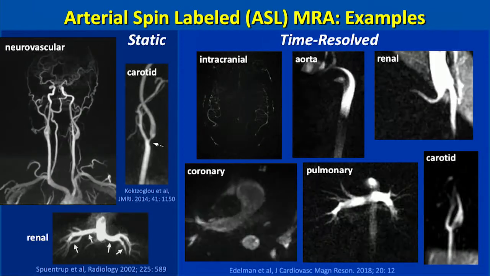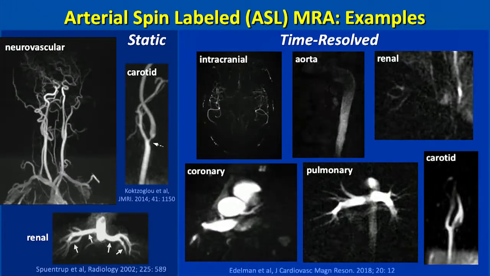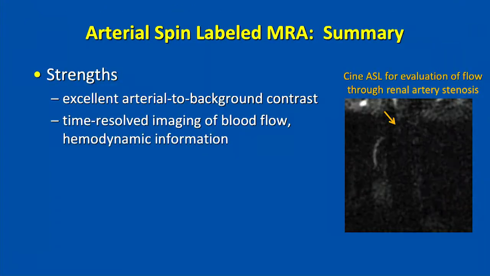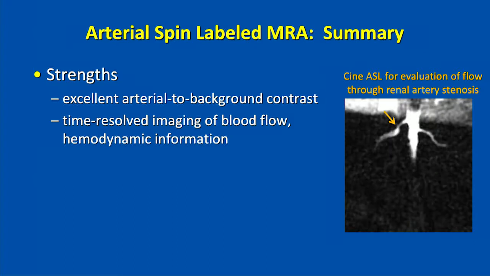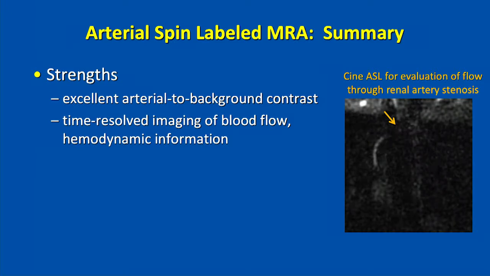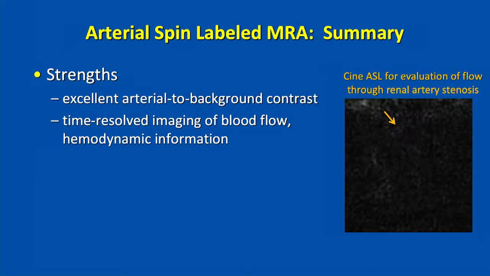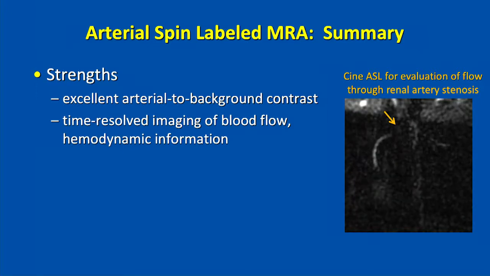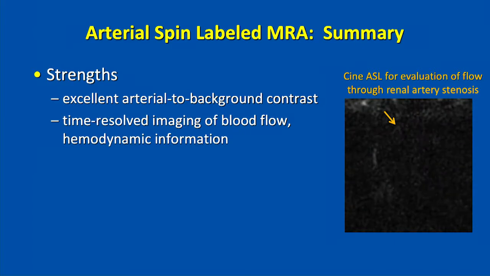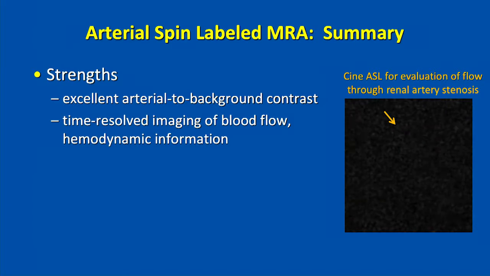Here are some examples. It can be used for static as well as time-resolved imaging of blood flow, as shown on the images on the right. As a general summary, it provides really excellent arterial background contrast. It's a subtractive approach, so there's no background signal if it runs properly. It can also be used for time-resolved imaging of blood flow, potentially providing hemodynamic information. This is just an example of cine-ASL performed through a moderate renal artery stenosis.